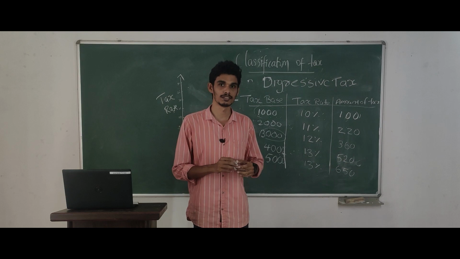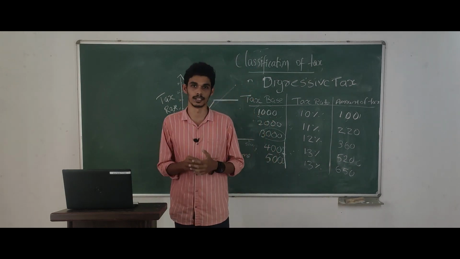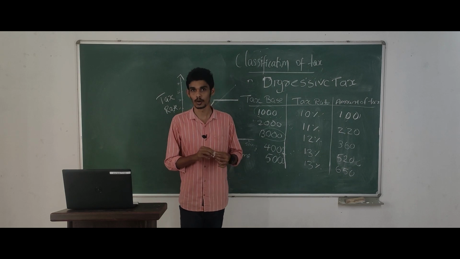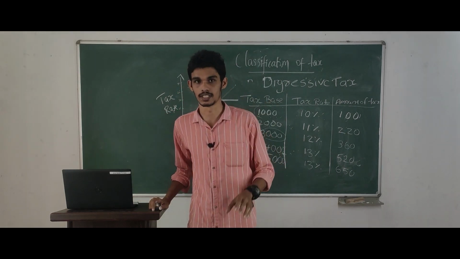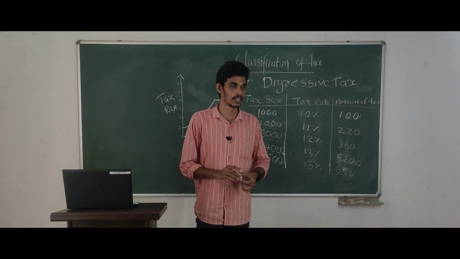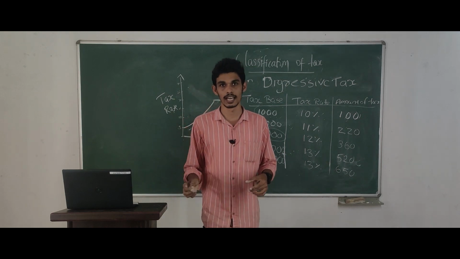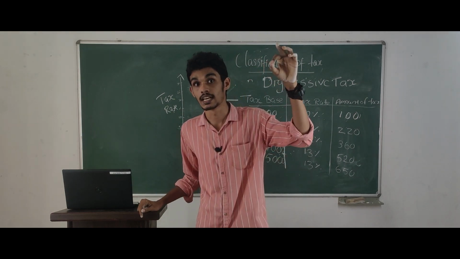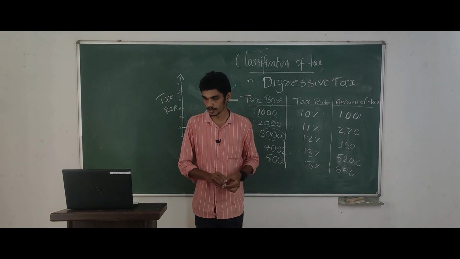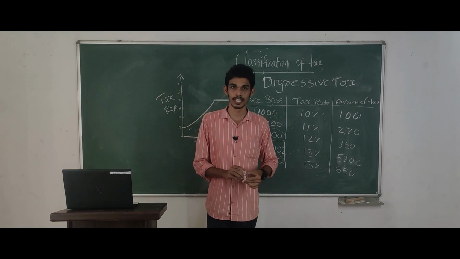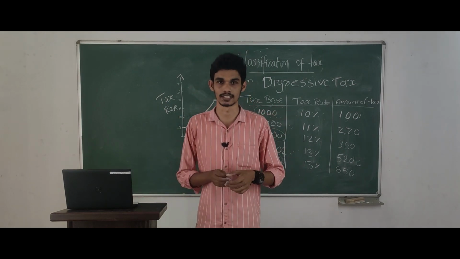In the case of progressive taxation, the tax rate increases with the increasing income. In the case of proportional taxation, if income increases, the tax rate remains constant. Third case, regressive taxation. In the case of regressive taxation, if income increases, the tax rate falls. Last one, degressive taxation. Degressive taxation is the combination of progressive and proportional taxation.